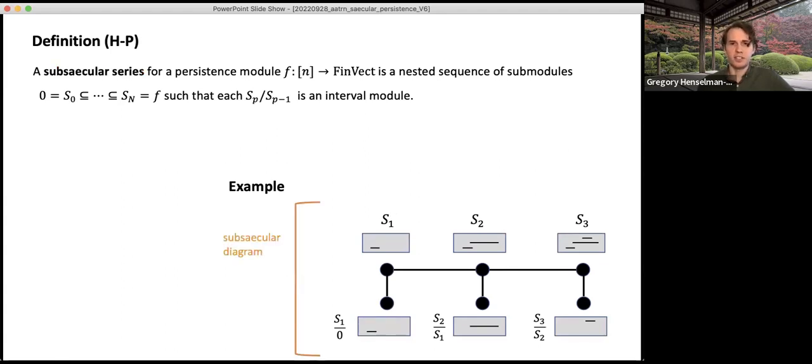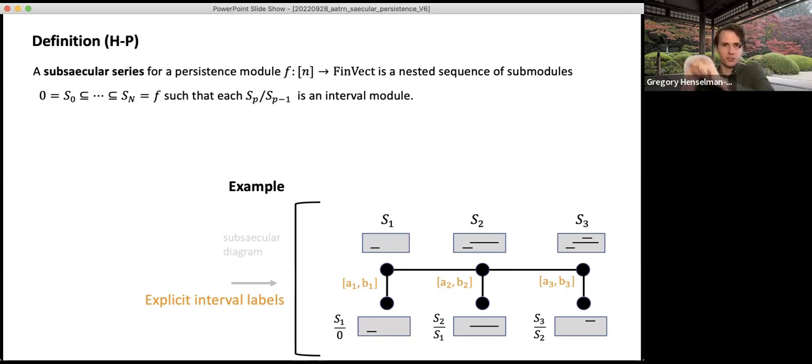I'll call this a subsecular diagram, which consists of the line of modules together with the quotients dangled off. And if you like, you can decorate this diagram further by drawing an interval next to each step in the sequence that says the start and the end point of the quotient module that you get. So A1, B1 are the start and end points of this interval. A2, B2 are the start and end points of this interval. And it can be helpful to have this written explicitly in a number of contexts.